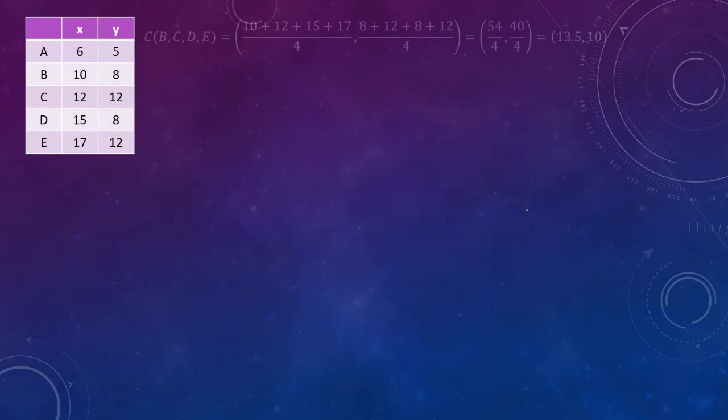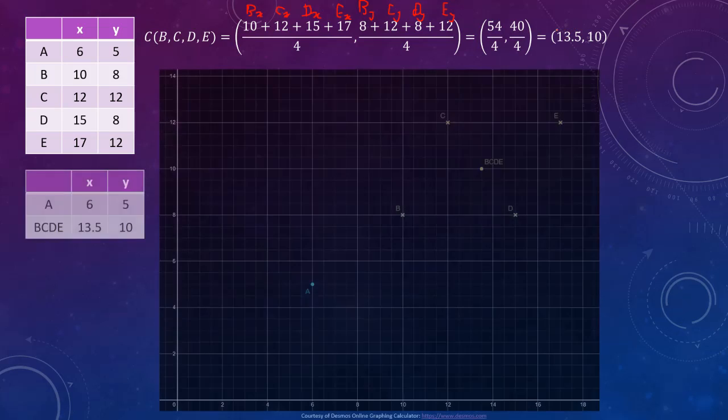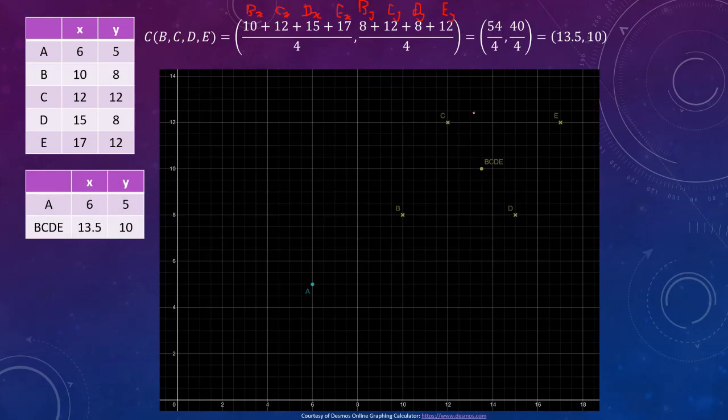So again, calculating the centroid of BCDE is simply taking the average of them. So this is BX, CX, DX, and EX, and BY, CY, DY, and EY. And this gives us a centroid of 13.5 and 10. So when we graph this out, you can see that this becomes one cluster, and this becomes another cluster. We now have 2 clusters.